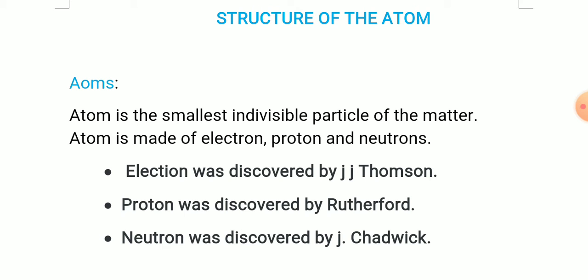So, structure of atom. You know that an atom is the smallest individual particle of matter. An atom is made up of protons, neutrons and electrons. You also know that electrons were discovered by J.J. Thomson, protons were discovered by Rutherford, and neutrons were discovered by James Chadwick. Today I'll discuss the discovery of protons, neutrons, and electrons. Electrons were discovered by J.J. Thomson, and the name of the experiment is the cathode ray experiment.